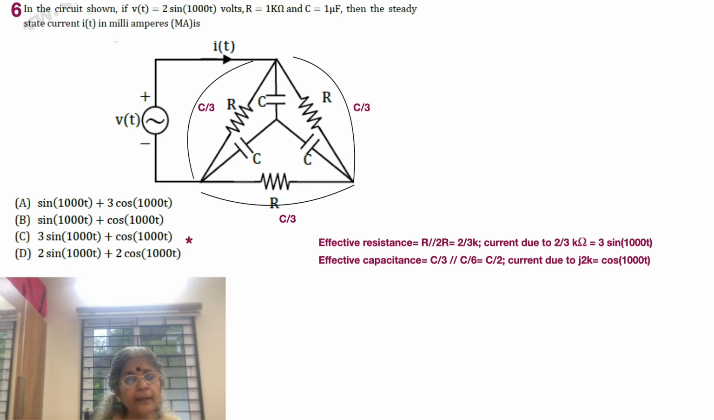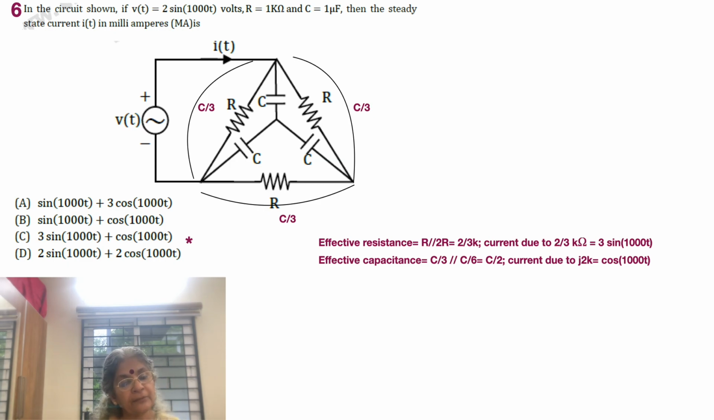Okay, and current due to this is voltage divided by resistance, that's giving us the voltage is 2, so 2 divided by 2 by 3 is going to give us 3 sine 1000t. It doesn't make any difference with respect to any angle of lag, etc. Okay, so what do we have here? So of the 4 answers given, immediately we log on to the answer C, because it is telling us there is a component which is called 3 sine 1000t. There is no angular change, sine does not go to cosine because it's all resistor.